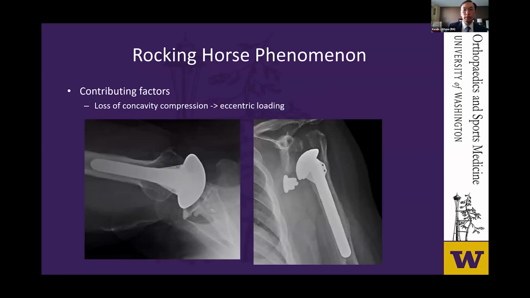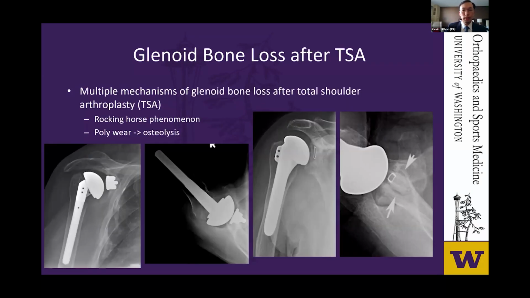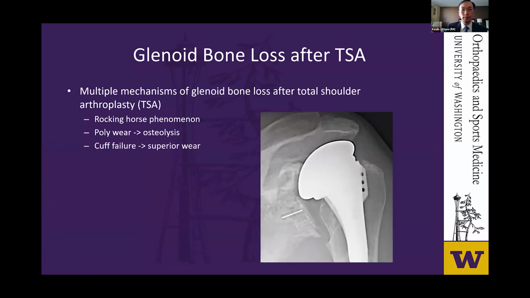Ultimately, this results in accelerated wear of the glenoid component, loosening, and failure, and all of these result in attritional erosion of the glenoid. Accelerated wear of the poly can also result in osteolysis, further contributing to the loosening of the glenoid component and ultimately contributing to glenoid bone loss.